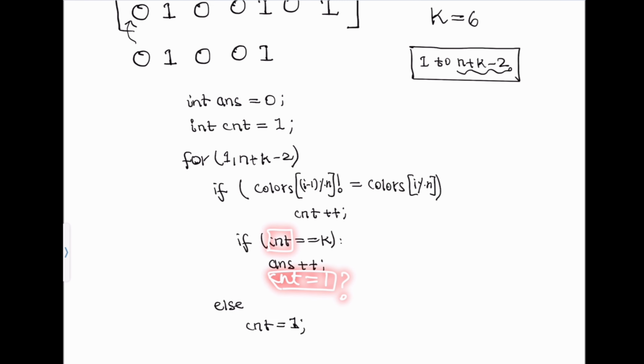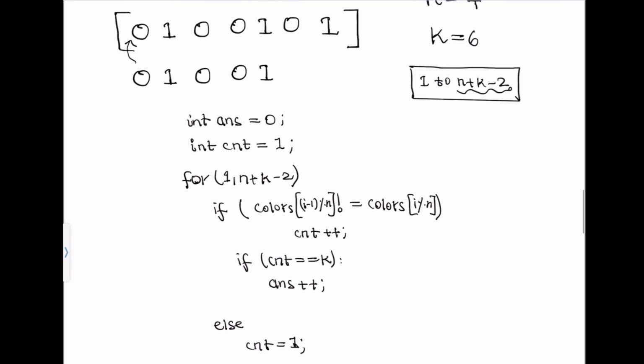That's the question. To find out the answer, let's just traverse our array. We start with the first index. When we start over here, we see that the consecutive elements are not the same.